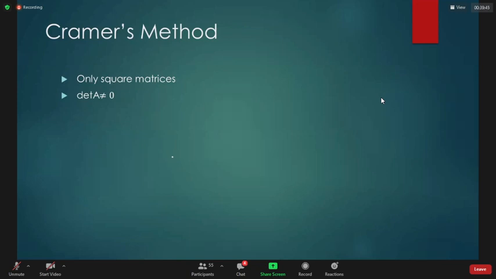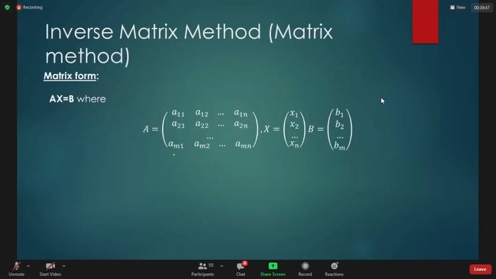Okay, now the next one, inverse matrix method, or sometimes simply called the matrix method, but I do like inverse matrix method. So we still think in terms of matrix product. And to use the matrix method, we think about matrix operations again.